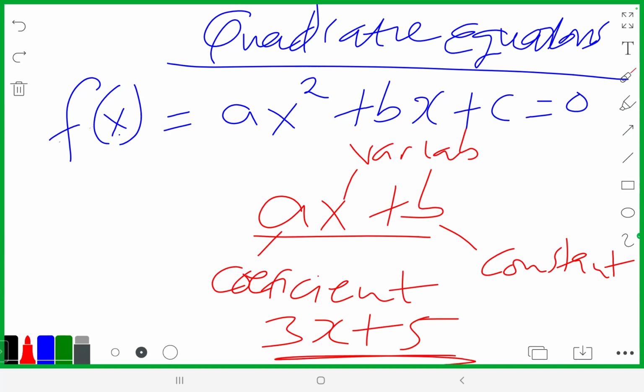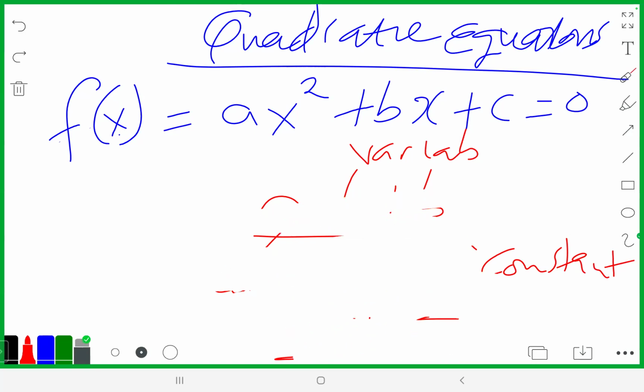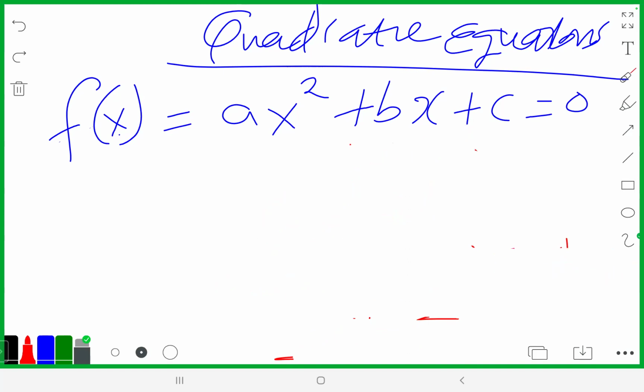Why are they linear? Because the variable, or the letter, is not raised to the power 2. But quadratic equations are made in such a way that the letter is always raised to the degree 2, or the second degree, or the power 2.